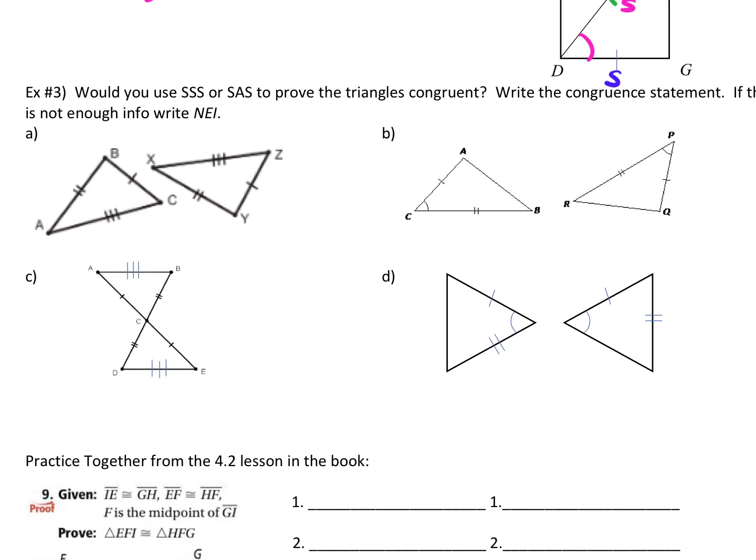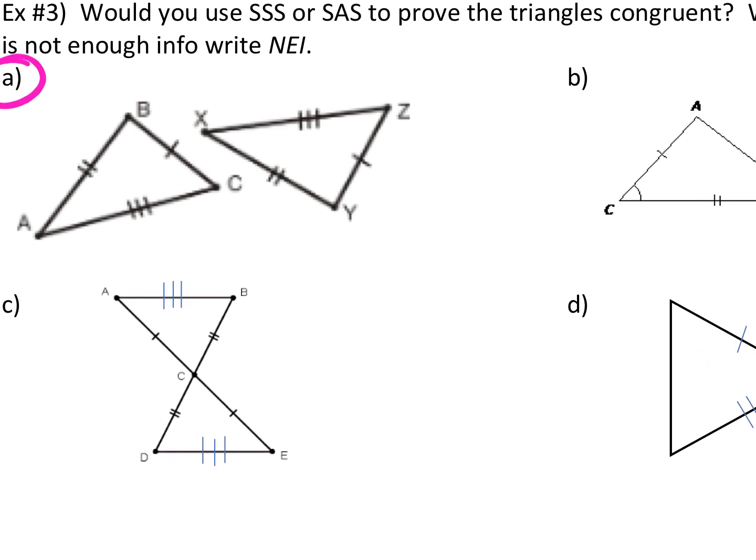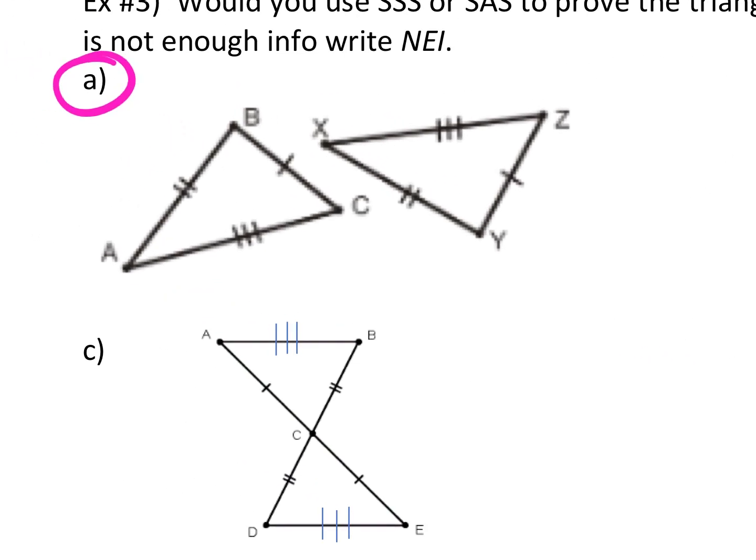Okay, there is an entire page on your test for chapter 4 that is just these. Tell me which triangles are congruent by which postulate. Right now, we've only learned SSS and SAS. So you're either going to tell me this is SSS, this is SAS, or NEI means not enough info. We just don't know. They might be, but we don't know. Okay? So take a look at letter A here. Can you tell me that those two triangles are congruent? Yes.